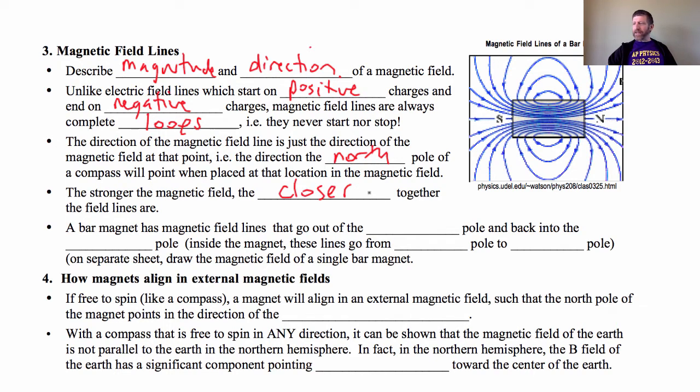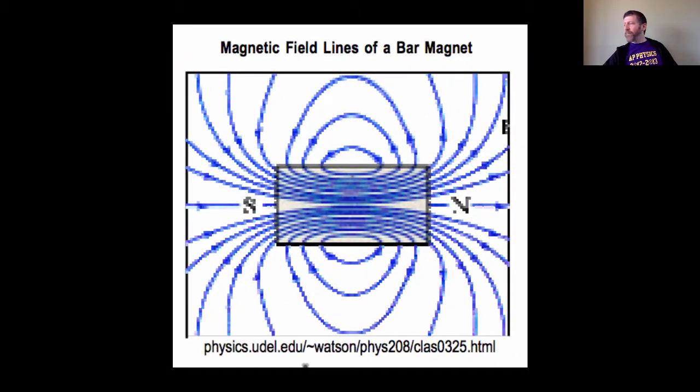A bar magnet has magnetic field lines that go out of the north magnetic pole and back into the south magnetic pole. But inside the magnet, these lines go from the south pole back to the north pole. And here's a picture of that. If I put a compass right here, it'll point that way, parallel with those magnetic field lines.